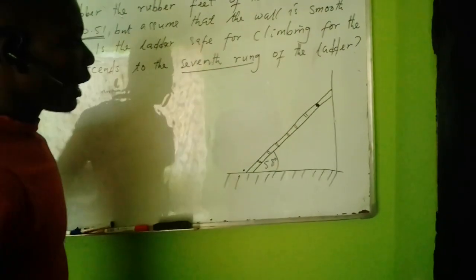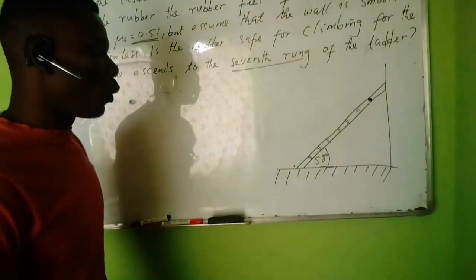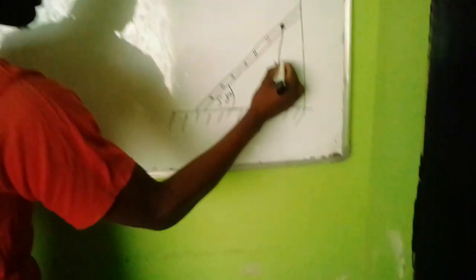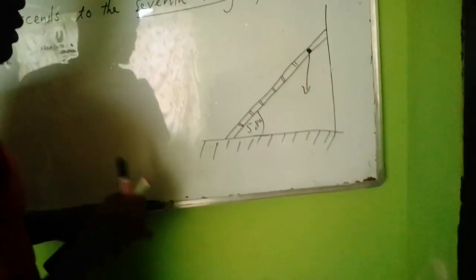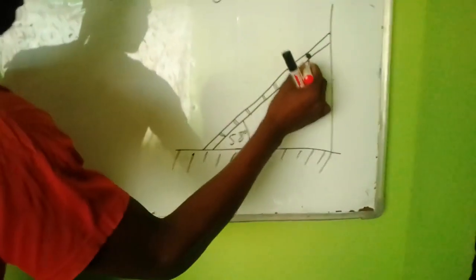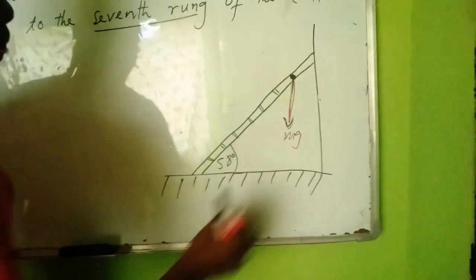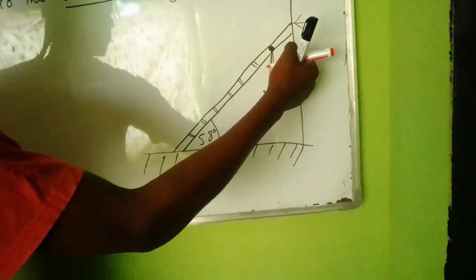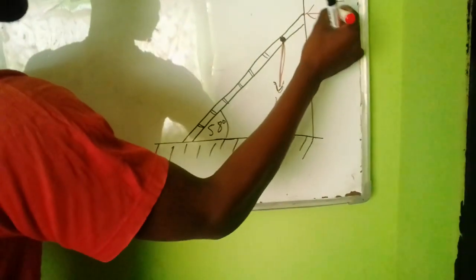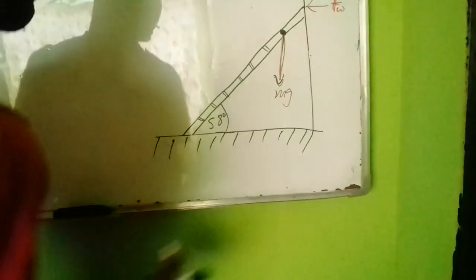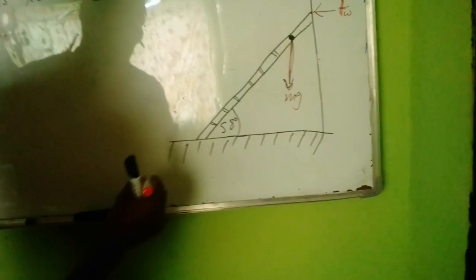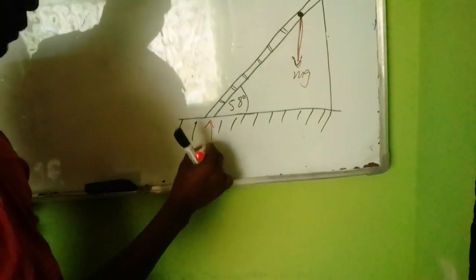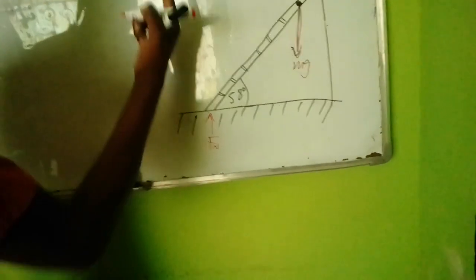So having said that, we also look at the forces on this system. We have the force here, which is the weight of the painter, mg. Then we also have the force here that the wall is exerting on the ladder, which I'll put as Fw, meaning wall. And then we have the normal force here from the ground pointing up, exerting on the ladder.